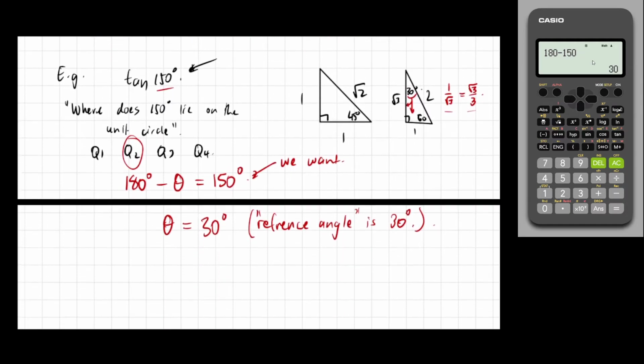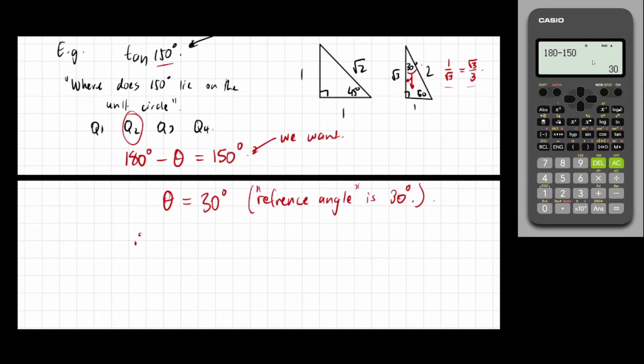Okay, so therefore, tan of 30 degrees is equal to 1 on root 3, or root 3 on 3. Okay, so tan of 30 degrees is what I found. But we're not looking for tan of 30 degrees. This is only going to help us find what tan of 150 degrees is.